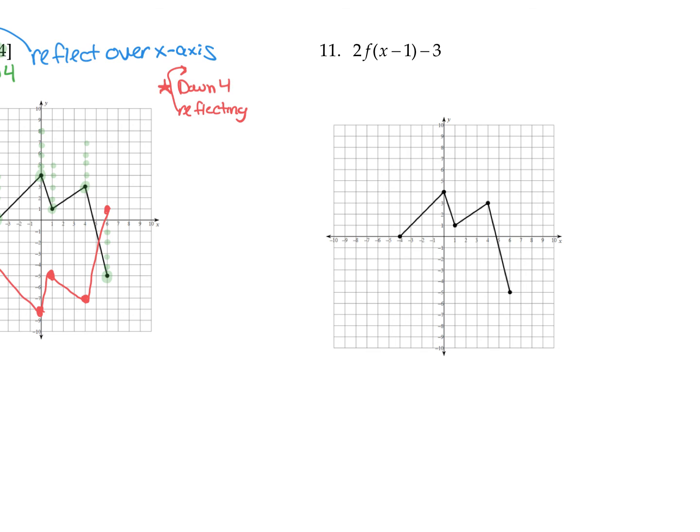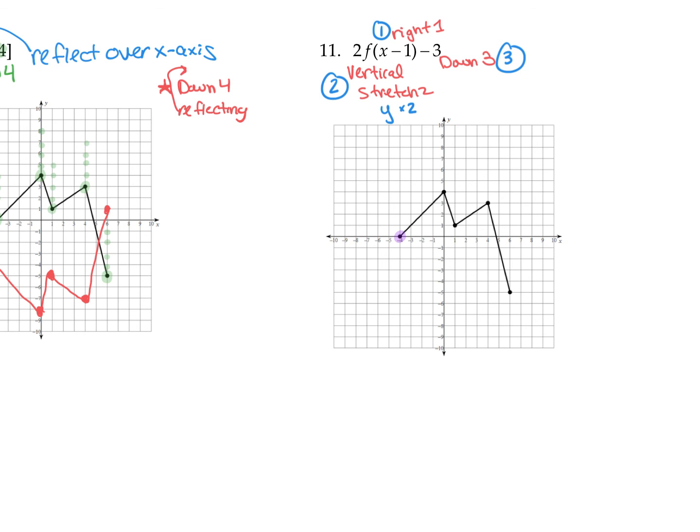All right, this last one, we have a vertical stretch of 2. I'm going to go right 1 and down 3. So we have to be really careful about our order. I'm going to go right 1, then do my vertical stretch of 2, meaning I'm going to times my y by 2. Then my last step is to go down 3.